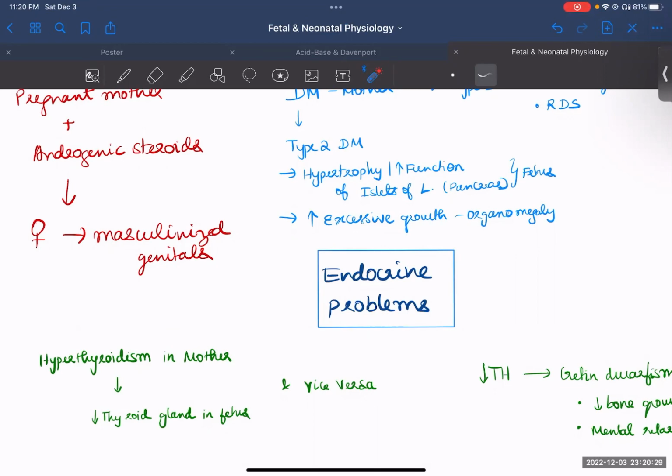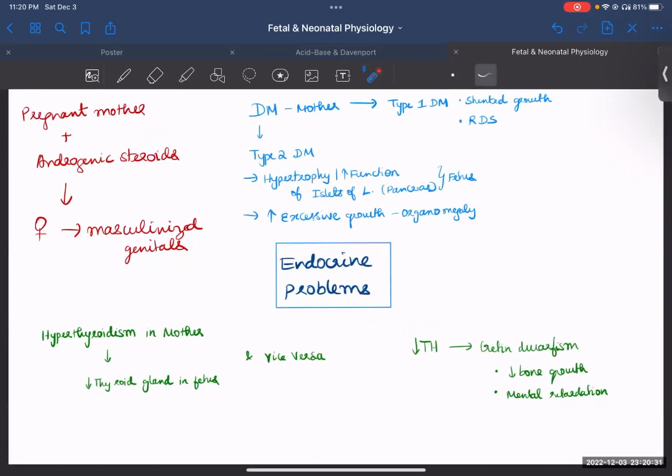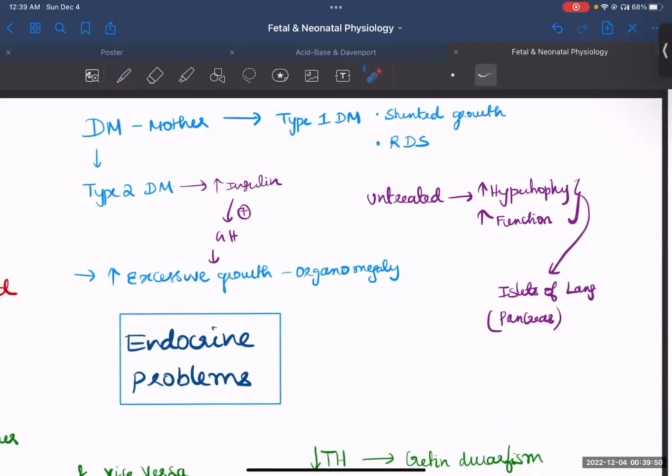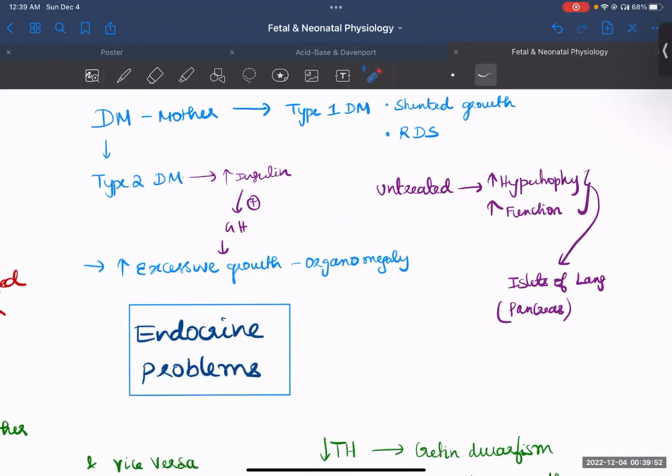So just remember, if a pregnant mother is going to take androgenic steroids, or if the production of androgens is increased in the pregnant mother, the fetus, if it is female, is going to have masculinized genitals. Okay, now let's look at what happens if the mother has diabetes mellitus.